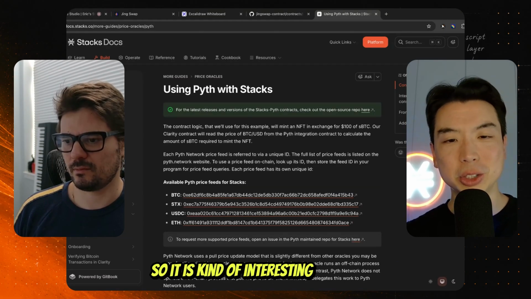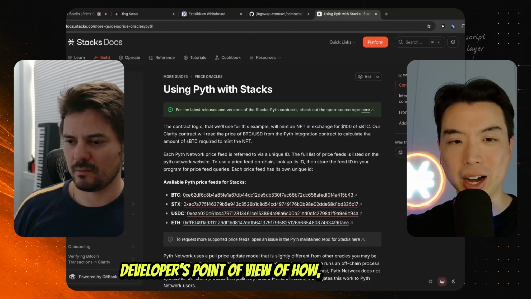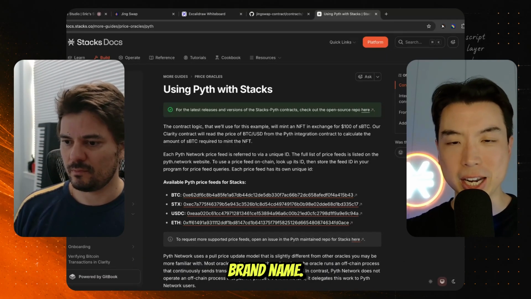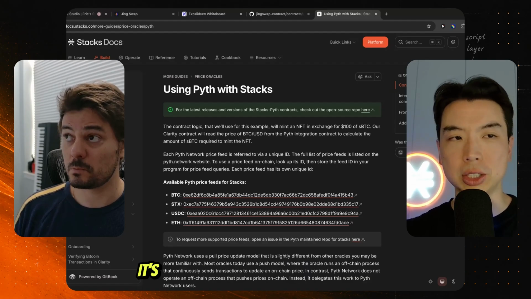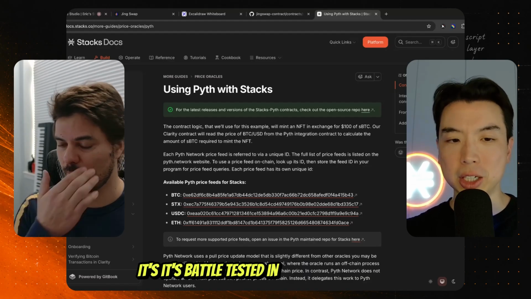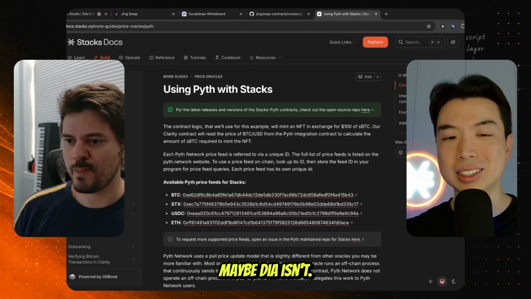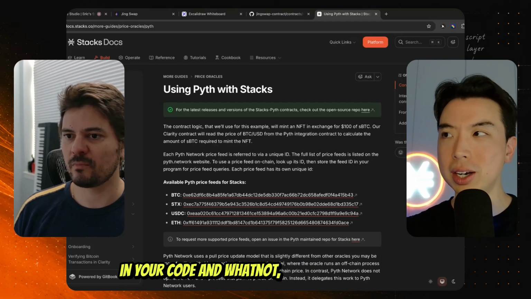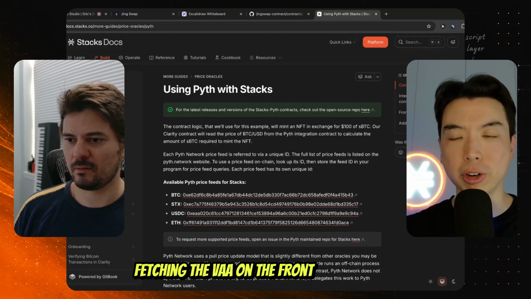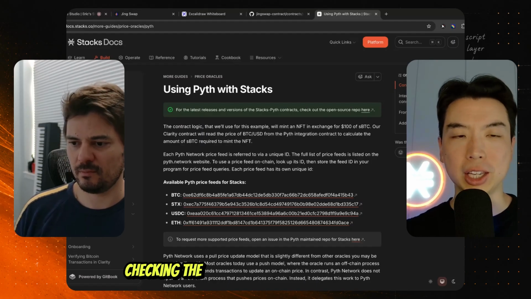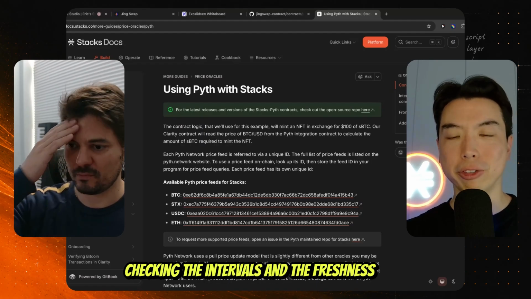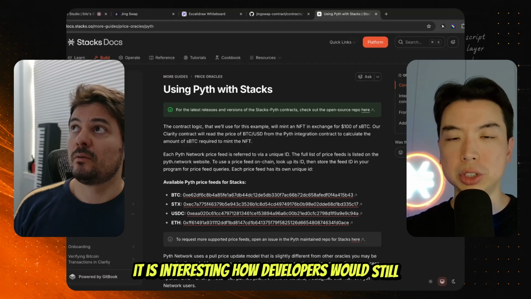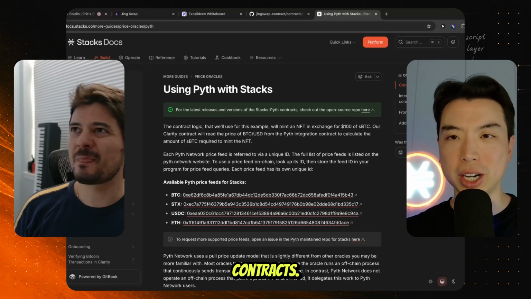So it is kind of interesting from your developer's point of view, for the reasons you stated, right? Pyth has a bigger brand name. It's more trusted. It's battle tested in a certain way that maybe Dia isn't. But despite the more moving parts that you need in your code, especially fetching the VAA on the front end, and then checking the intervals and the freshness time, it is interesting how developers would still gravitate towards using Pyth within their contracts.